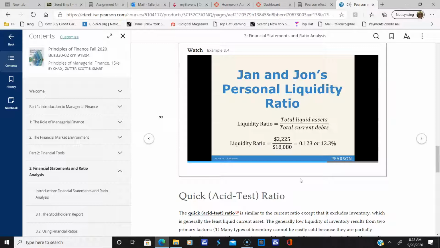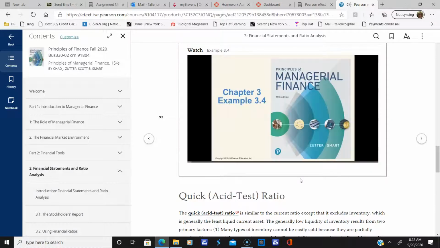One way to think about this is that if Jane and John lost their jobs, they could continue to pay their bills with liquid assets for about 5 or 6 weeks, or roughly 12% of 1 year. Many financial advisors recommend that their clients have emergency funds consisting of liquid assets sufficient to cover 3 to 6 months of bills. This would translate into a personal liquidity ratio of 25 to 50%. The Smiths appear to be falling far short of that recommendation.